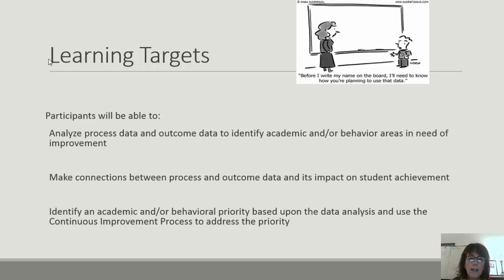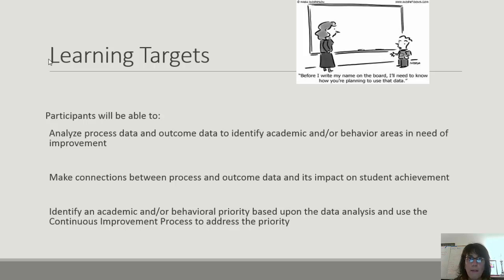So we're going to be analyzing our process and outcome data to help us identify areas that are going to need some additional support, using our process and outcome data to look at the impact that they are having on student achievement. So what processes do we have in place around literacy, behavior, and mathematics that impact our student outcomes, and what changes perhaps do we need to make to either of those areas.